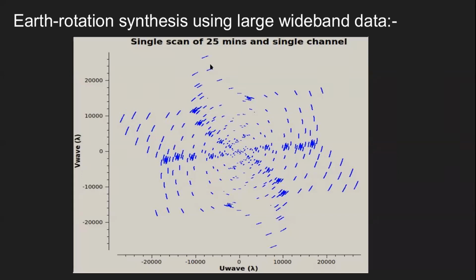So your earth is rotating, and whatever your visibility points are, basically each point corresponds to a baseline. A baseline is basically constructed from correlation between two antennas, right? Now your earth is rotating, you have observed a particular target for a 25 minutes scan, and so for each point you will get some shift, and it is just a rotation, right? As you can see, every point is basically rotating over 25 minutes.